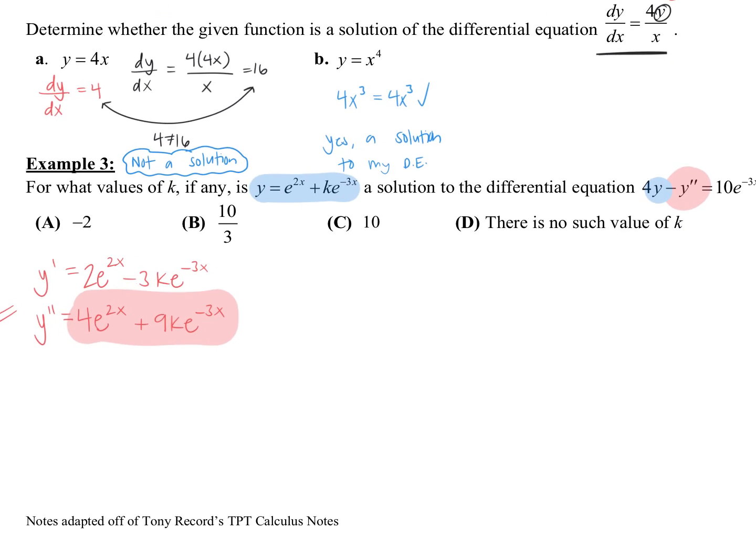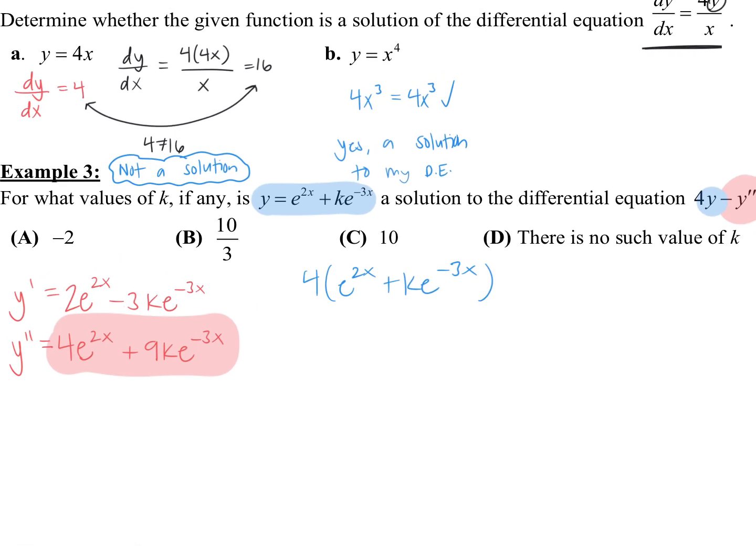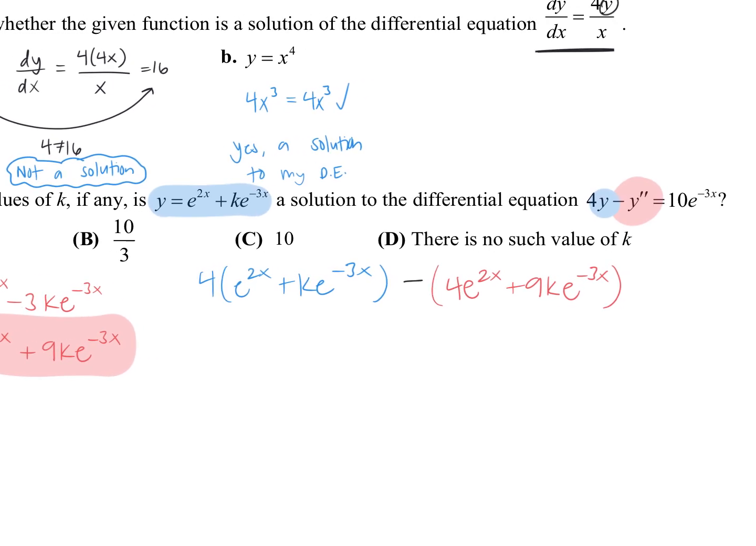So let's carefully plug these things in using parentheses. Please and thank you. 4 times e to the 2x plus ke to the negative 3x. And this is usually where people forget to put their parentheses because they think we're just subtracting this whole thing, but you're subtracting the entire quantity, right? So we've got to distribute that negative. And this whole thing is equal to 10e to the negative 3x.